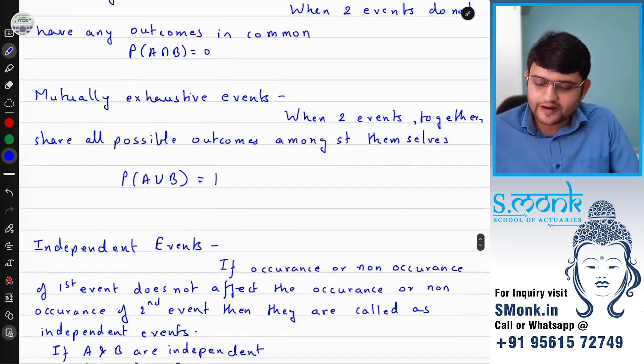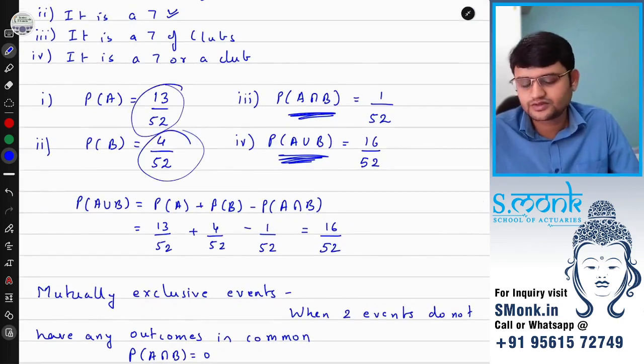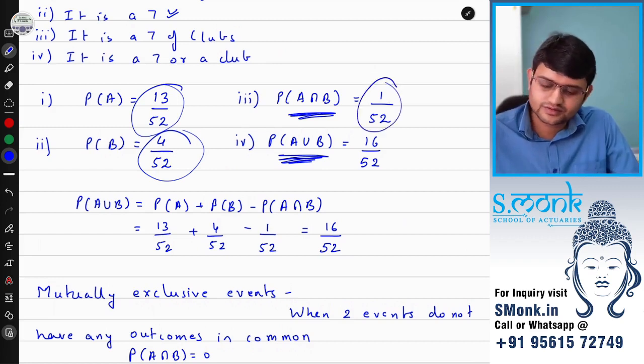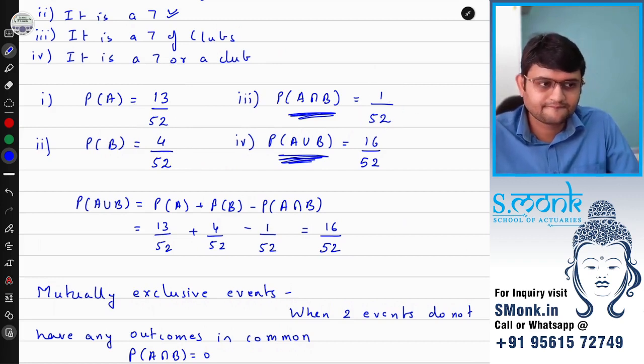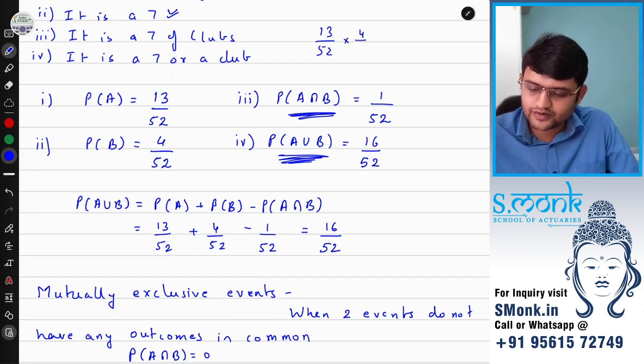If we look at the probabilities, the probability of A times the probability of B, are you getting it as equal to the probability of A intersection B? Yes, it is. 13 into 4 is 52, one of the 52 will cancel out and 1 by 52 will be left. So 1 by 52. Right? 13 by 52 times 4 by 52 is actually equal to 1 by 52.